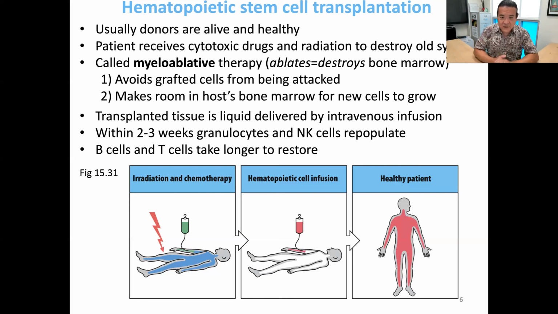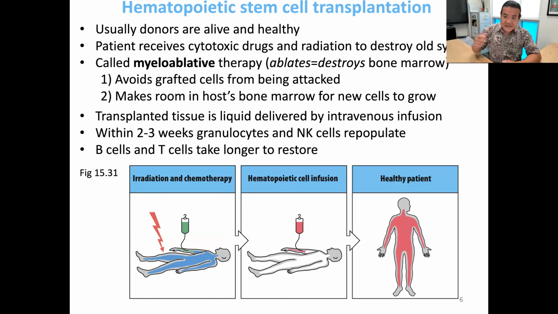So within 2 to 3 weeks of a successful stem cell transplant, you will begin to see immune cells, like the granulocytes, mast cells, eosinophils, as well as natural killer cells, begin to repopulate in the patient's body. Keep in mind, these are cells that reflect the genetic makeup of the donor. So these new immune cells carry the genome of the donor, not the recipient.